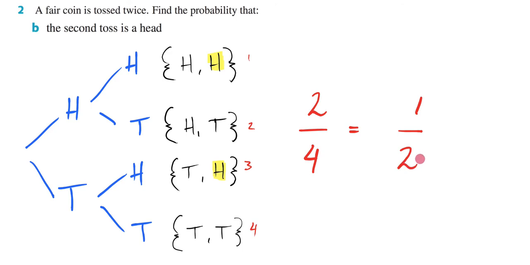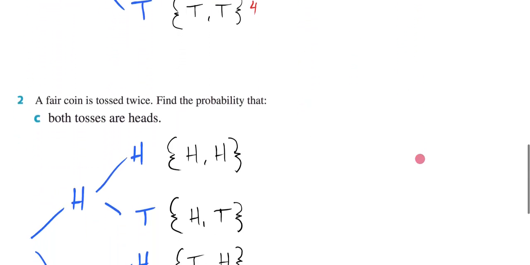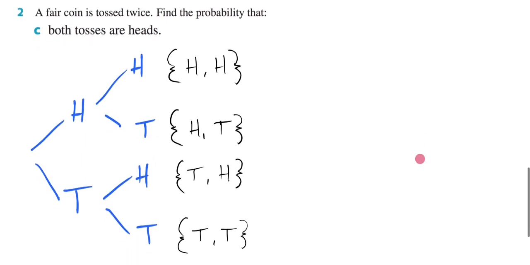Let's now move on to the third part of the question, part C, which is asking me to figure out the probability that both tosses are heads. So the way I'm going to do this is simply looking at all the elements of my sample space, and I can see here both tosses are heads. Here they're not, here they're not, here they're not. So again, I'm going to go, all right, I have 1, 2, 3, 4 possible outcomes, and only one of these outcomes is going to give me what I want. So that's going to be a 1 in 4 chance, or a probability of 1/4.